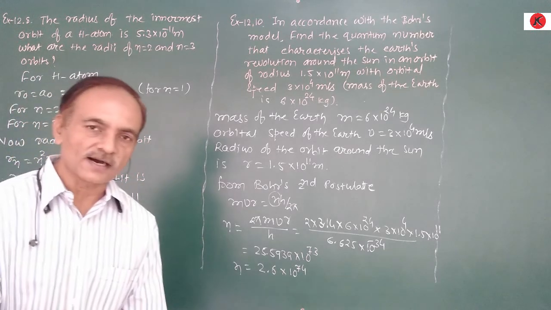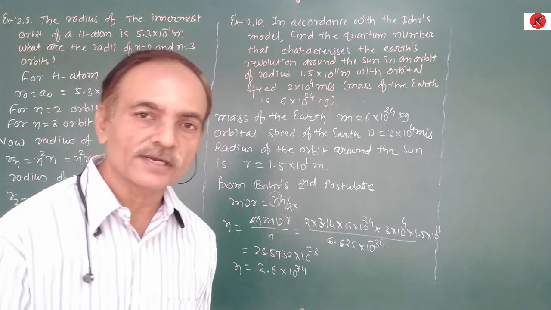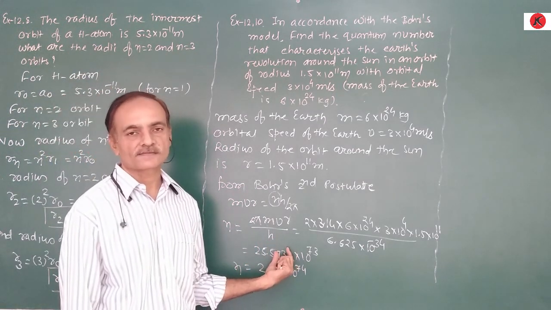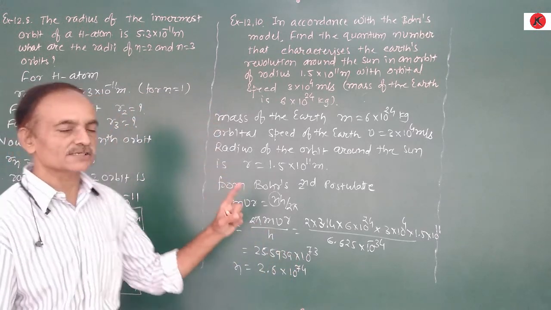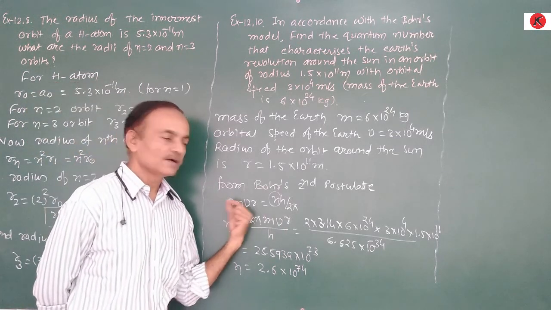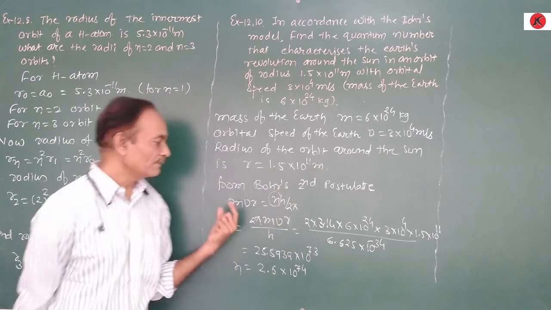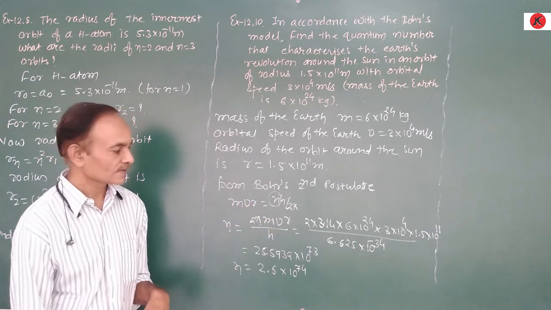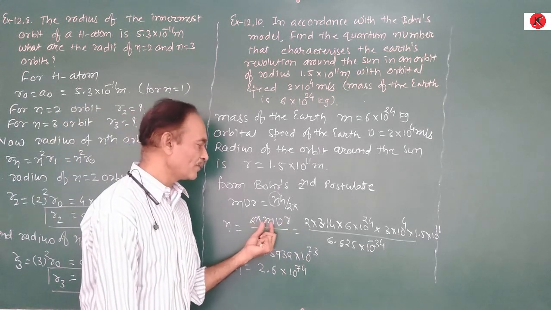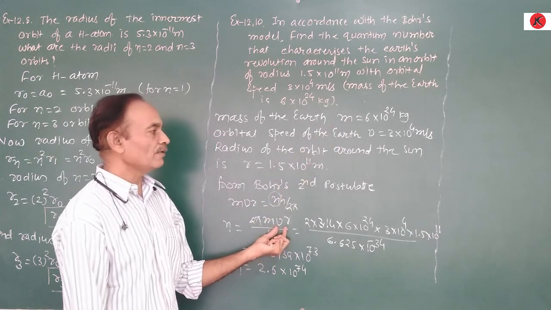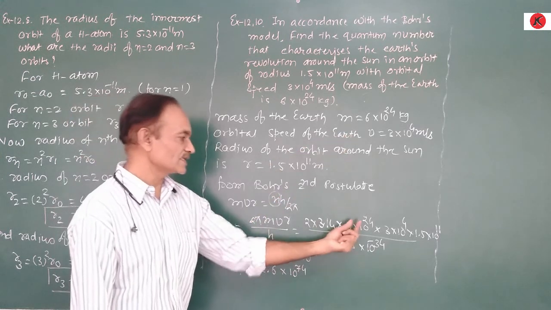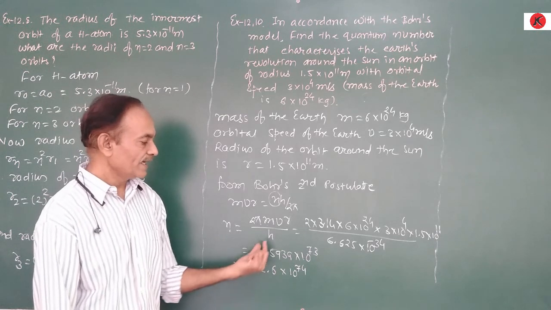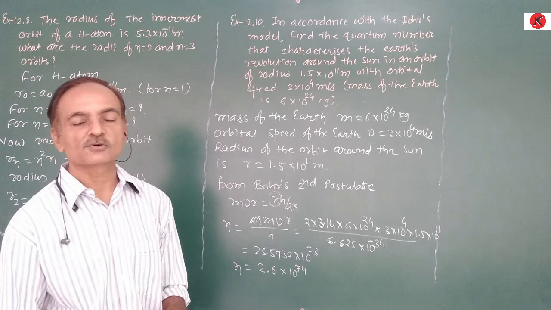As we compare, the revolution of the Earth around the Sun is the same as the revolution of the electron around the nucleus. So, what should be the quantum number of the orbit of the Earth around the Sun? Here the mass, orbital speed and radius of the orbit around the Sun are given. We are applying Bohr's second postulate for the Earth. Therefore, the angular momentum of the Earth is an integral multiple of h upon 2 pi. Therefore, n is equal to 2 pi mvr upon h. Now we substitute the value of 2 pi 3.14, mass of the Earth 6 into 10 is to 24, speed of the Earth 3 into 10 is to 4, and radius of the orbit of the Earth around the Sun 1.5 into 10 is to 11, divided by Planck's constant 6.625 into 10 is to minus 34.